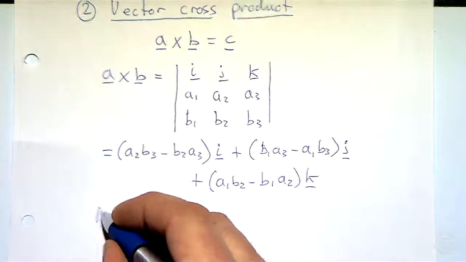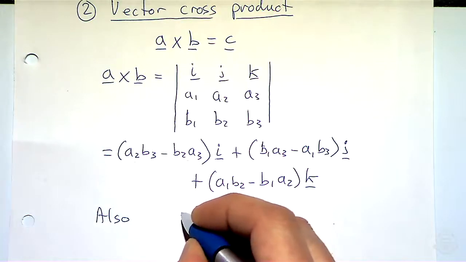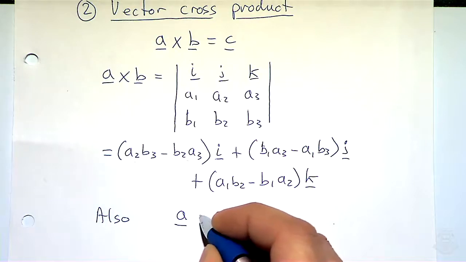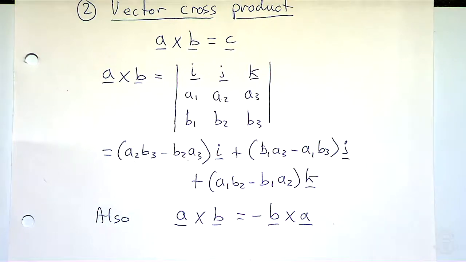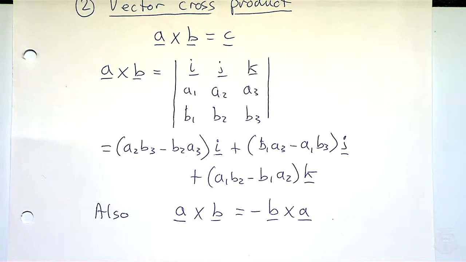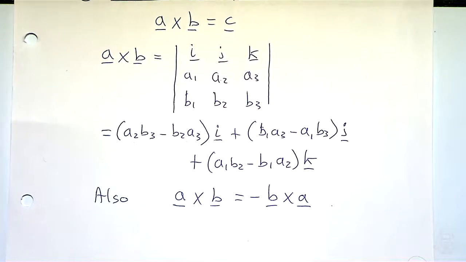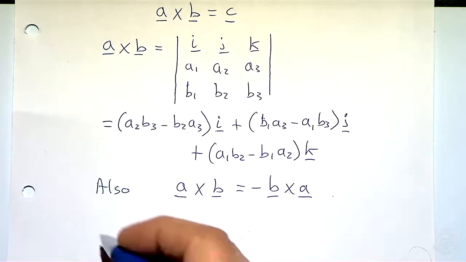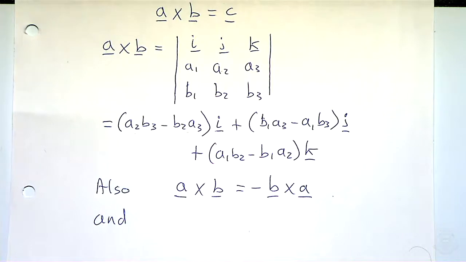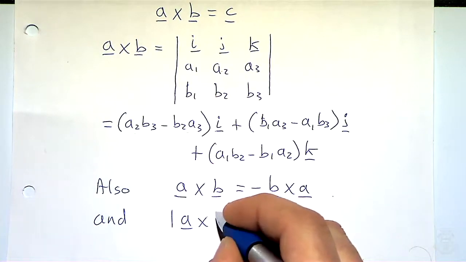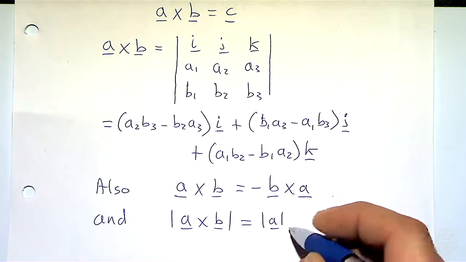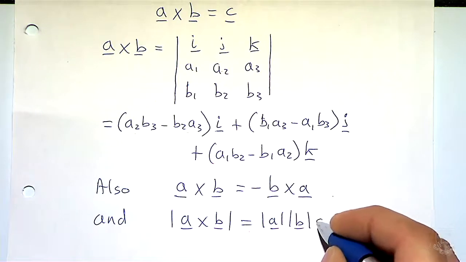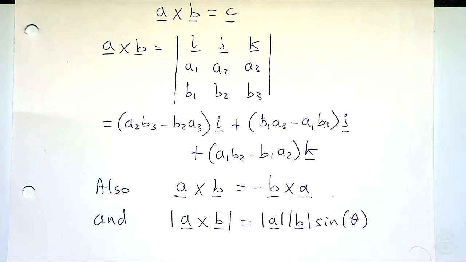It's also worth noting that A crossed with B is equal to minus B crossed with A. So if we change the order of the multiplication, we change the sign. And if we take the modulus of A crossed with B, it's equal to the modulus of A times the modulus of B times the sine of the angle theta in between the two vectors.